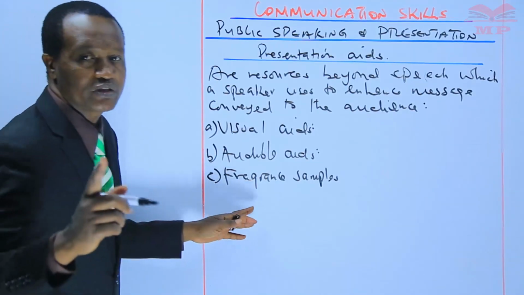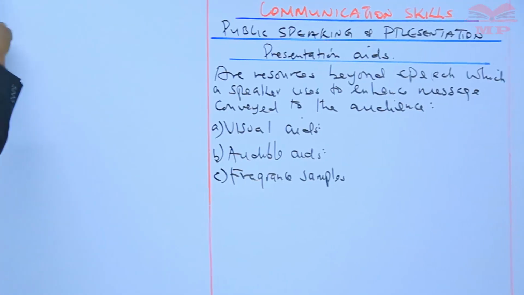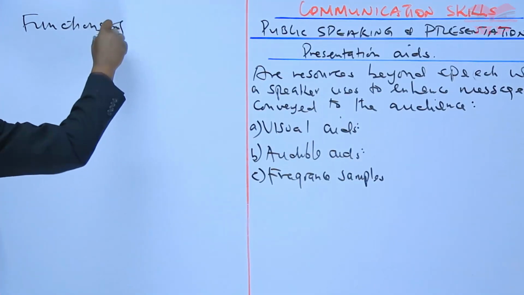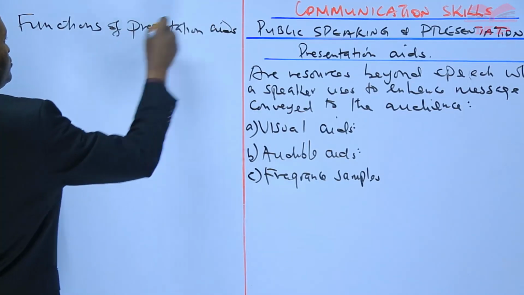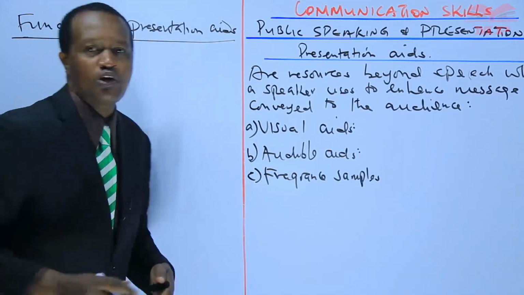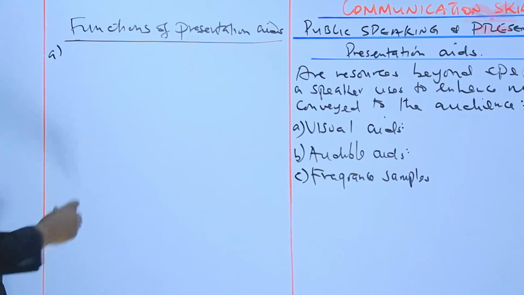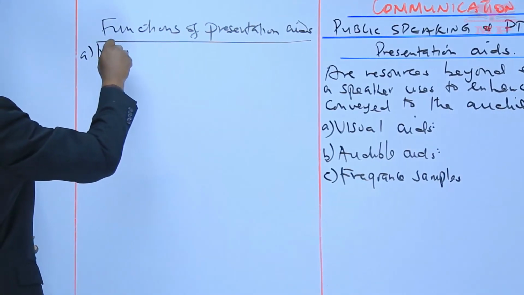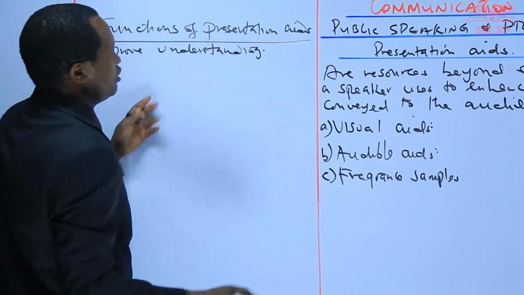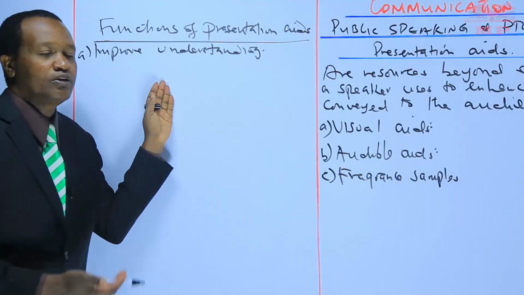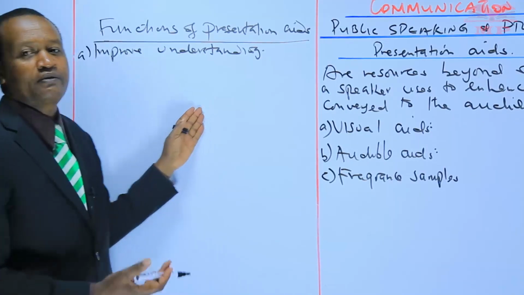I now want to discuss the functions of presentation aids. What are the functions of presentation aids? The first function is to improve understanding of the listeners or audience. The first major function of presentation aids is to improve understanding of the audience, that is, the understanding of the information that is to be conveyed.